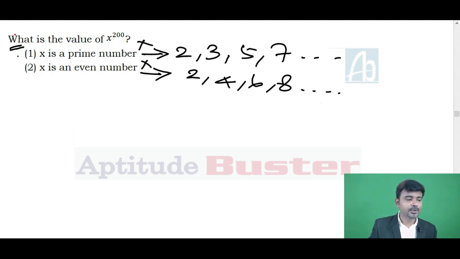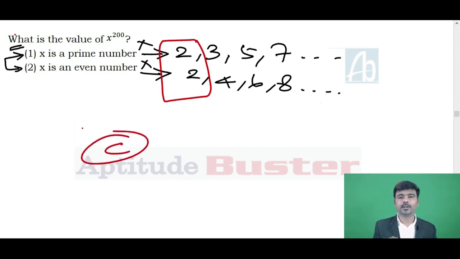Now combine these two statements together. x is a prime number, x is an even number. Here we know only one even prime number, 2. After combining these two statements, can you get the unique value of x? Yes, you can get the unique value of x.